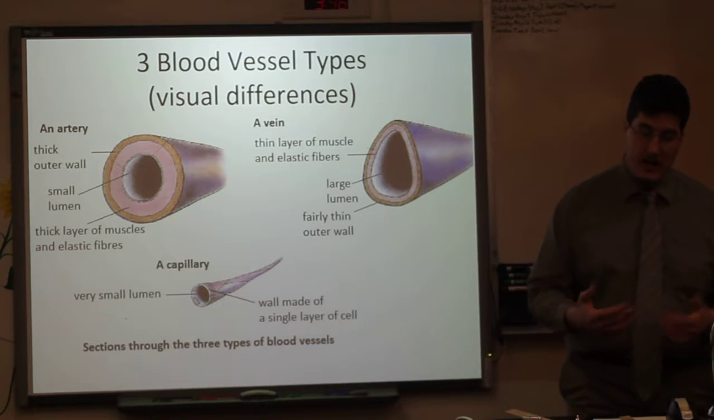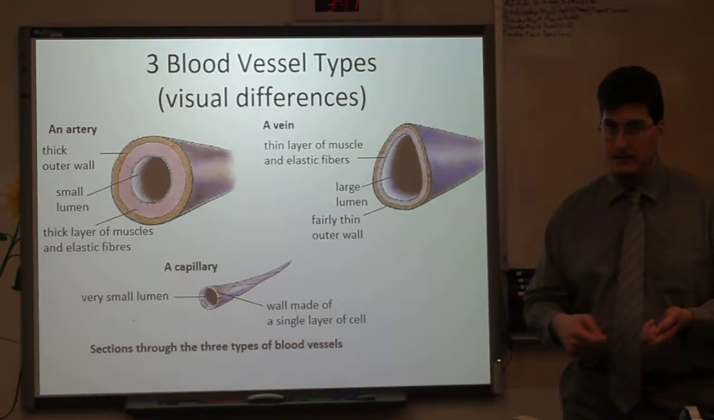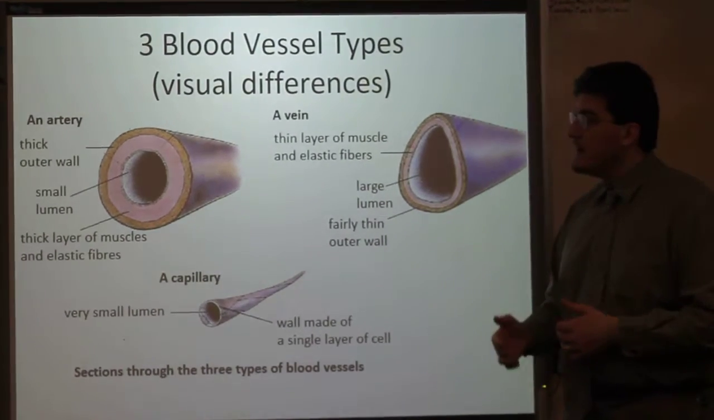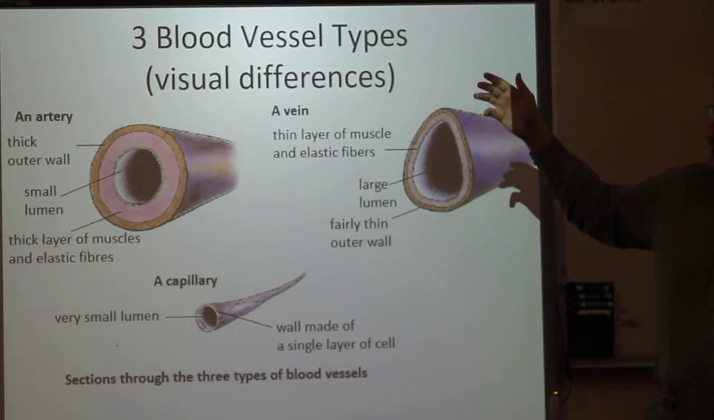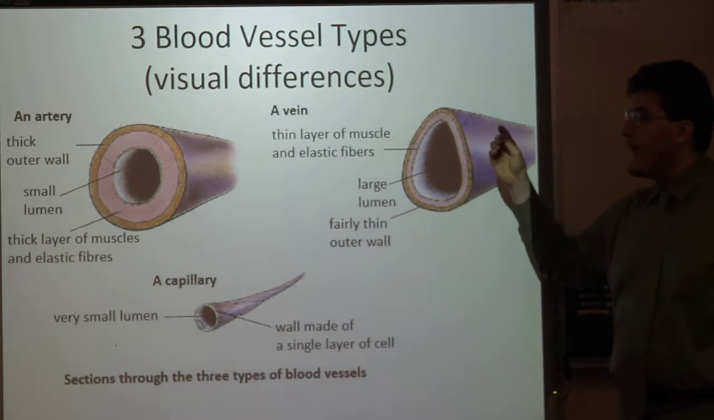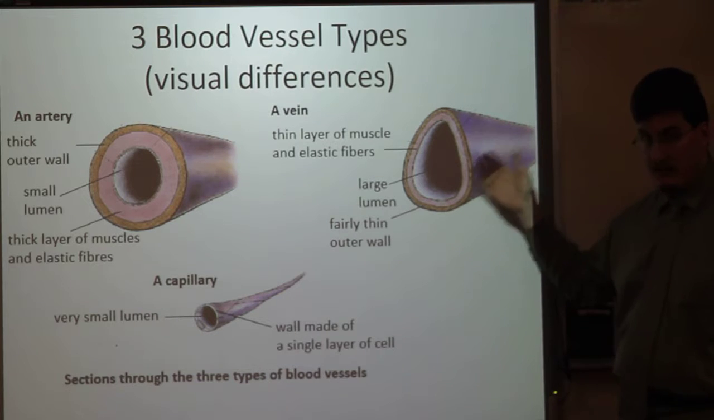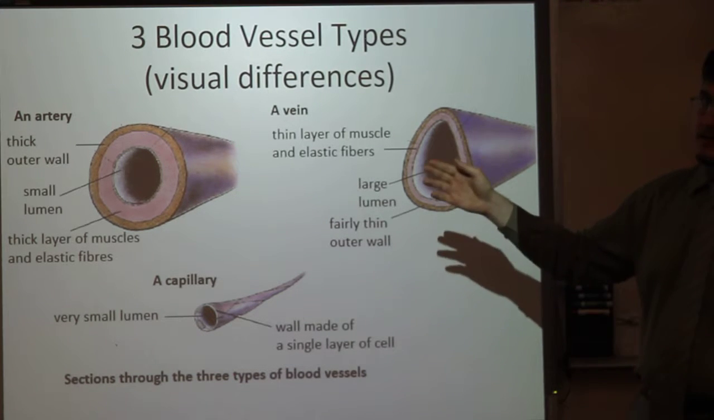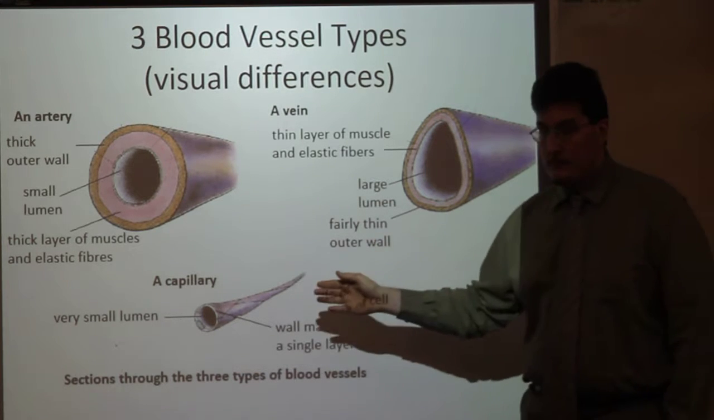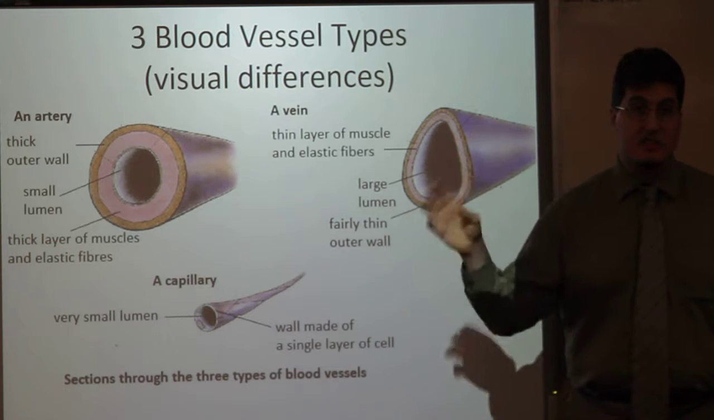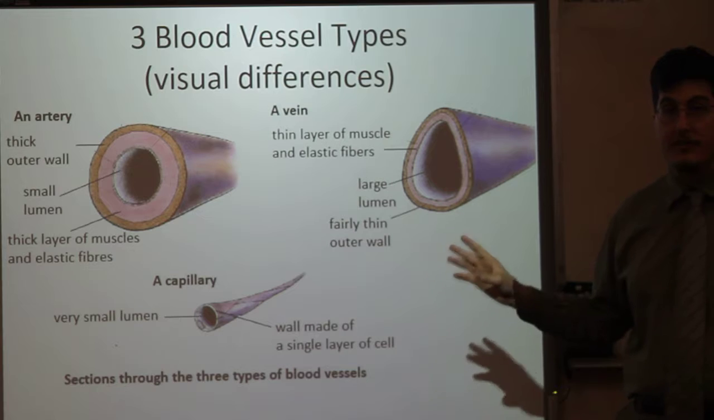Our microscopic understanding of vessels is going to include arteries, veins, and capillaries. So, an artery is going to have a thick outer wall compared to a vein, a thick middle layer of muscle and elastic tissue compared to a vein, and a small lumen compared to veins of similar size. A capillary is always going to be an extraordinarily small lumen and a single layer of endothelial cells.